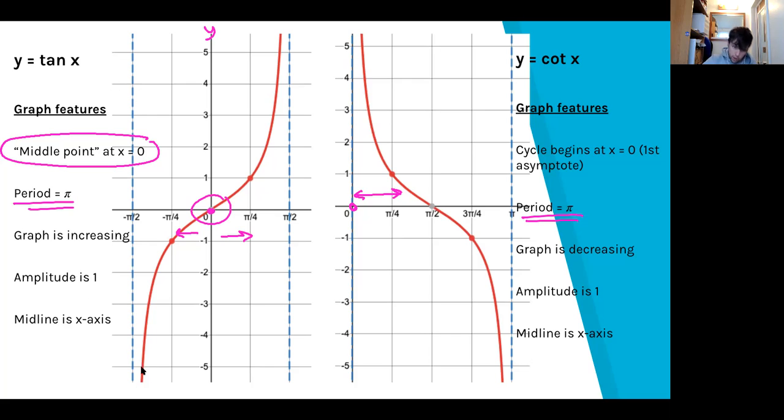In general, the graph is increasing for tangent unless we reflect it, right? Unless there's reflection. And the graph is decreasing for cotangent, again, unless it's reflected. The default amplitude here is 1.